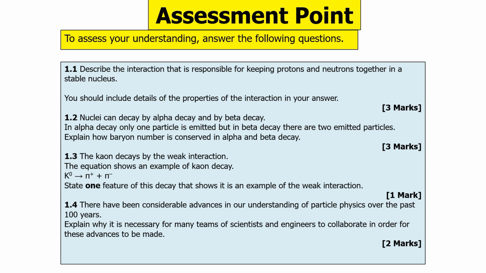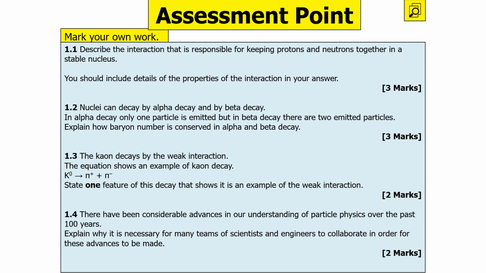The kaon decays by the weak interaction. The equation shows an example of kaon decay. State one feature of this decay that shows us an example of the weak interaction. And then there have been considerable advances in our understanding of particle physics over the past 100 years. Explain why it is necessary for many teams of scientists and engineers to collaborate in order for these advances to be made. So pause the video now, then unpause the video when you want to go through your answer.